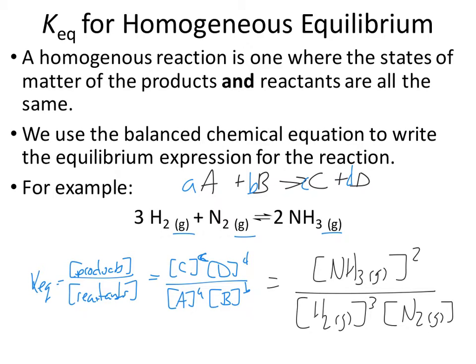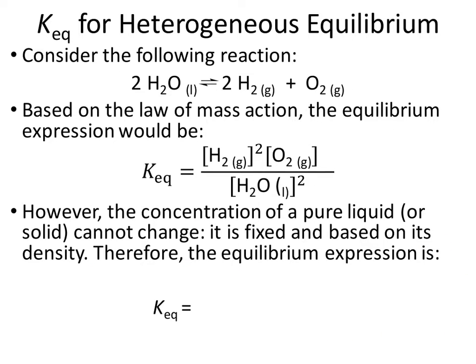So our K equilibrium expression for this reaction is this right here. Now, when we have these heterogeneous equilibria that have species in different states, here we have gas, gas, and liquid, we have to change it a little bit. We can't include these pure substances because they are basically incompressible.